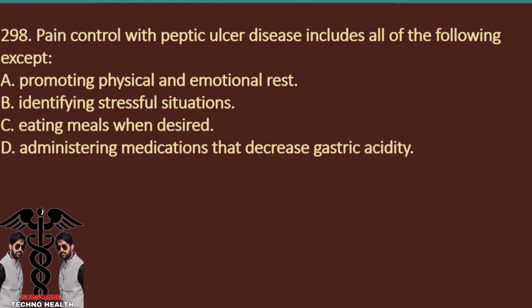Question 298. Pain control with peptic ulcer disease includes all of the following except A. Promoting physical and emotional rest. B. Identifying stressful situations. C. Eating meals when desired. D. Administering medications that decrease gastric acidity.